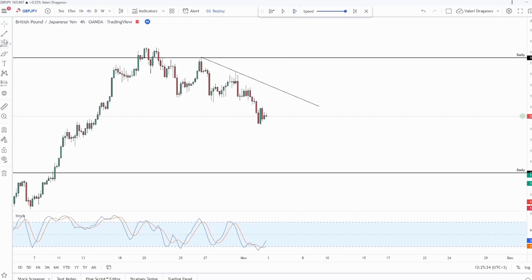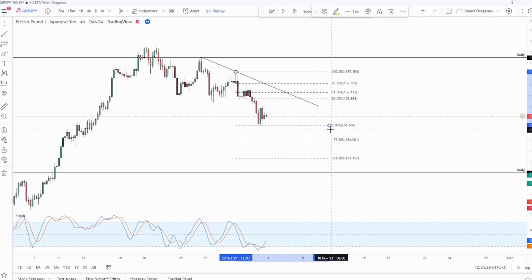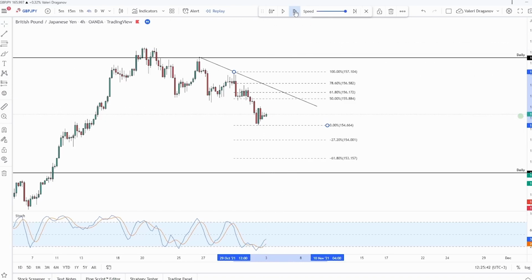The next thing we can do at this moment is to apply Fibonacci retracement here. So we can see if the price returns to this level, it will perfectly match with Fibonacci and a third point on the trend line. So we are waiting to see what will happen.